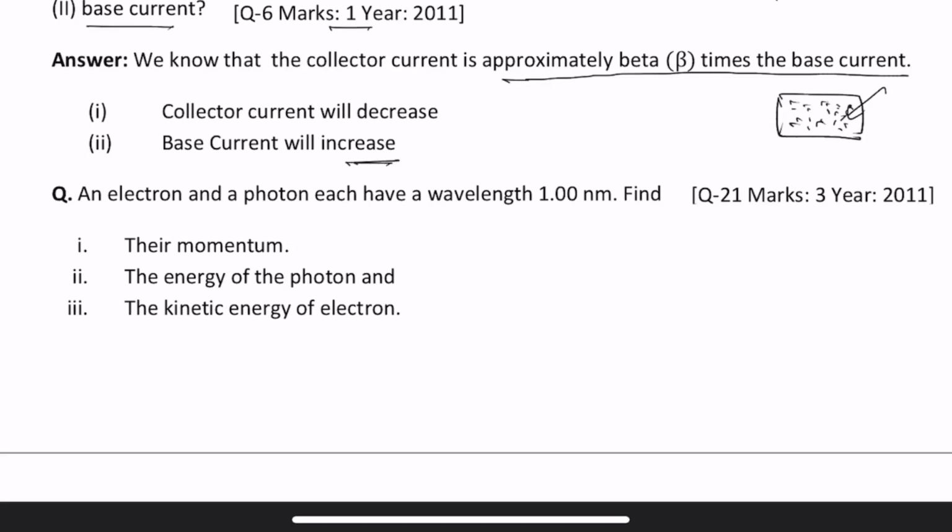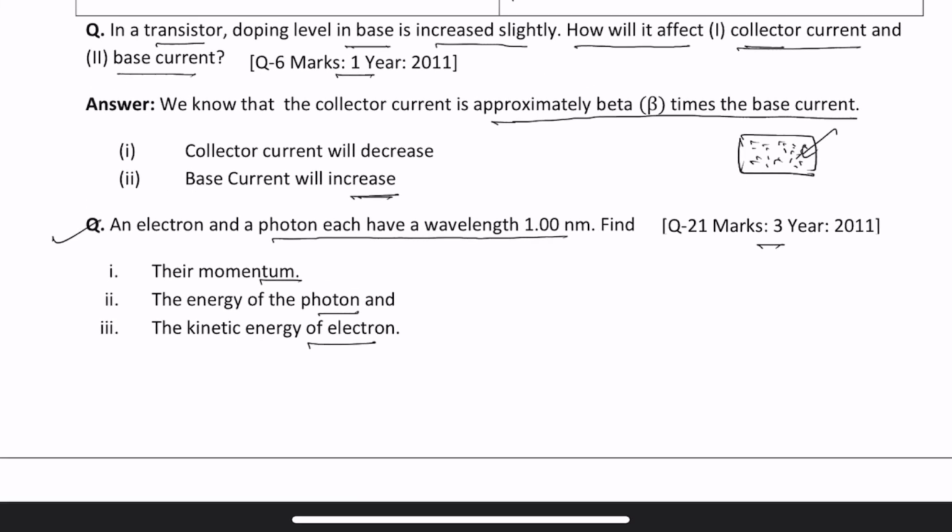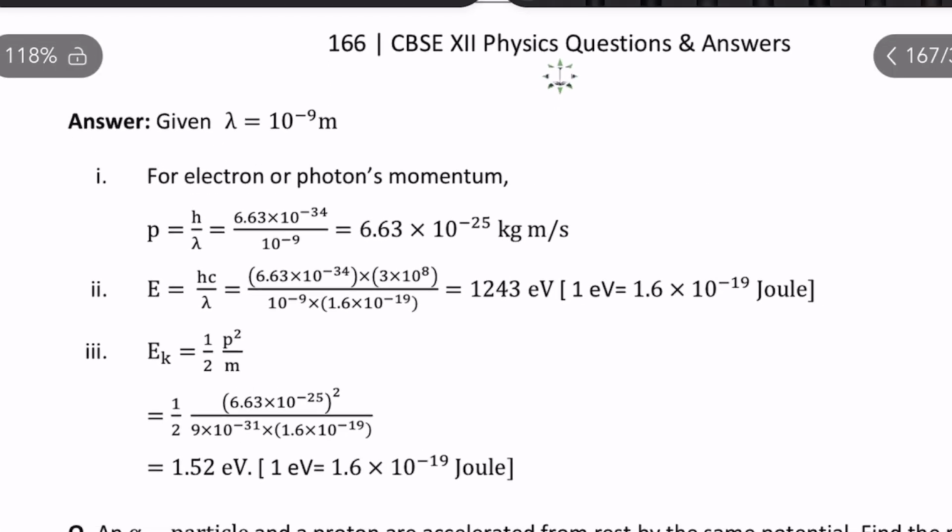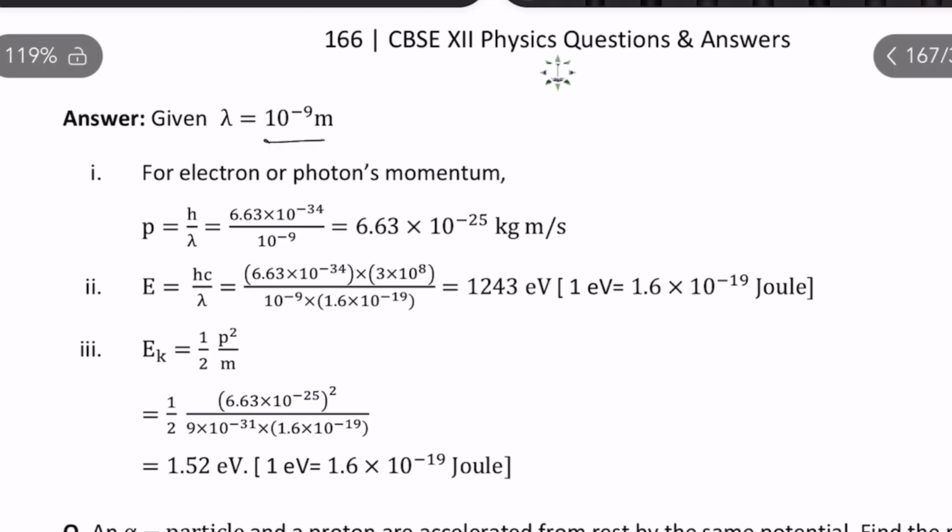Next question. An electron and a photon each have wavelength 1.0 nanometer. Find their momentum, the energy of the photon, and the kinetic energy of the electron. So we have three parts in this question, three marks allocated for this. Lambda is given as 1 nanometer, which is 10 to the power minus 9 meter. For the electron we have h by lambda, where h is Planck's constant, 6.63 into 10 to the power minus 34, and lambda is 10 to the power minus 9.